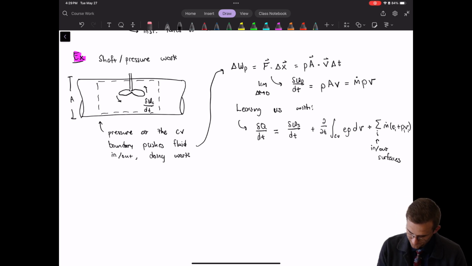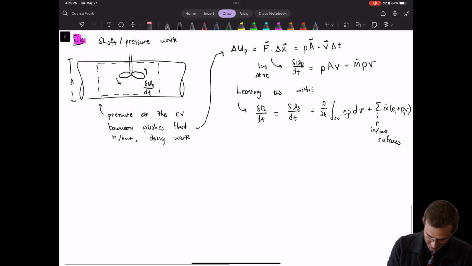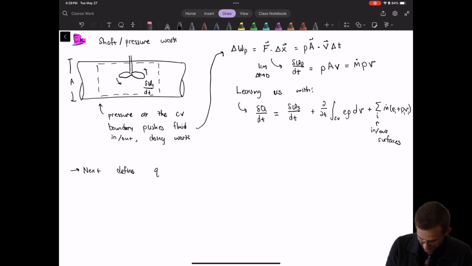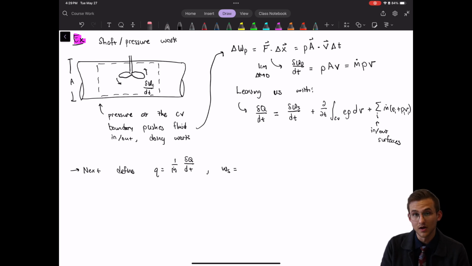Okay, and so now we're going to define a couple things. So next, define q, which we'll define as 1 over m dot delta Q dt, and lowercase ws, which has to do with that shaft work, 1 over m dot delta Ws over dt. Okay, and the units of this are actually just joules. So it's a bit of a weird quantity.